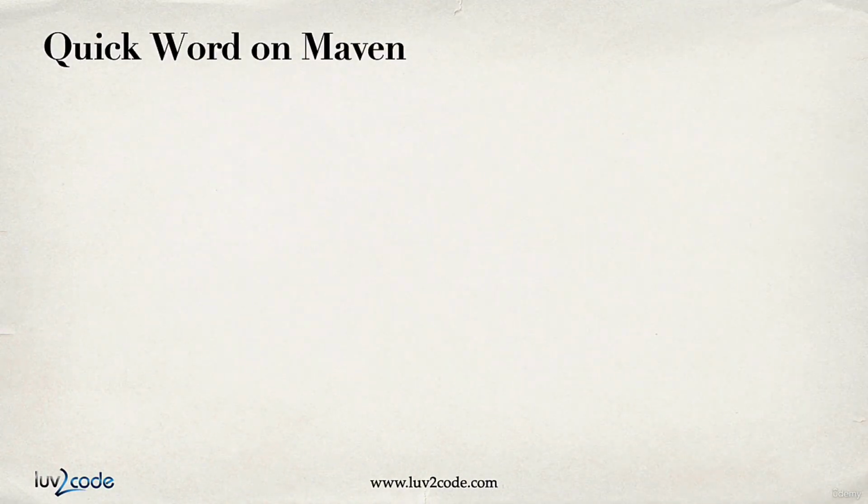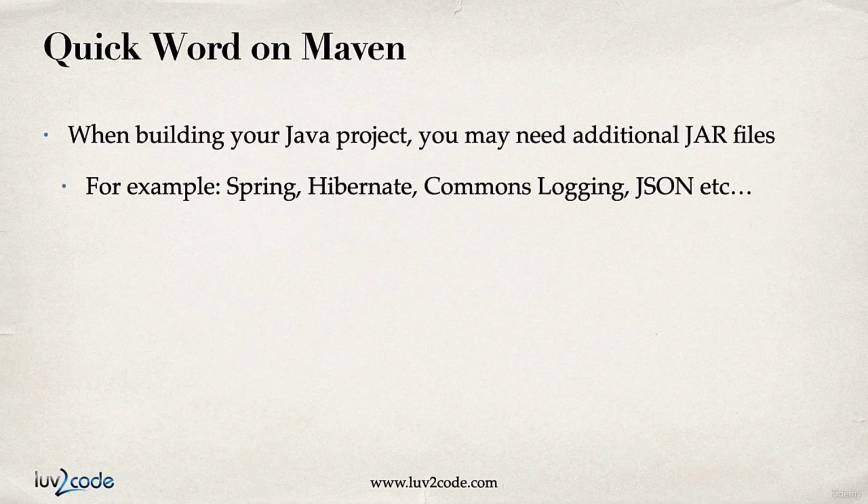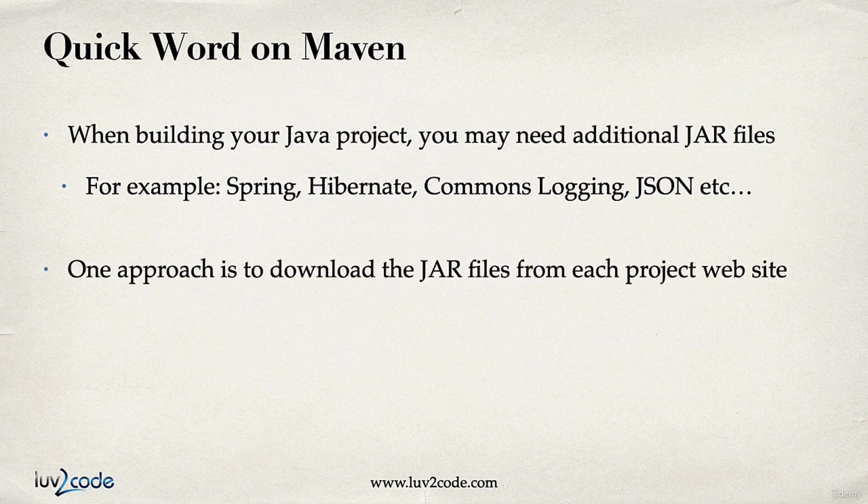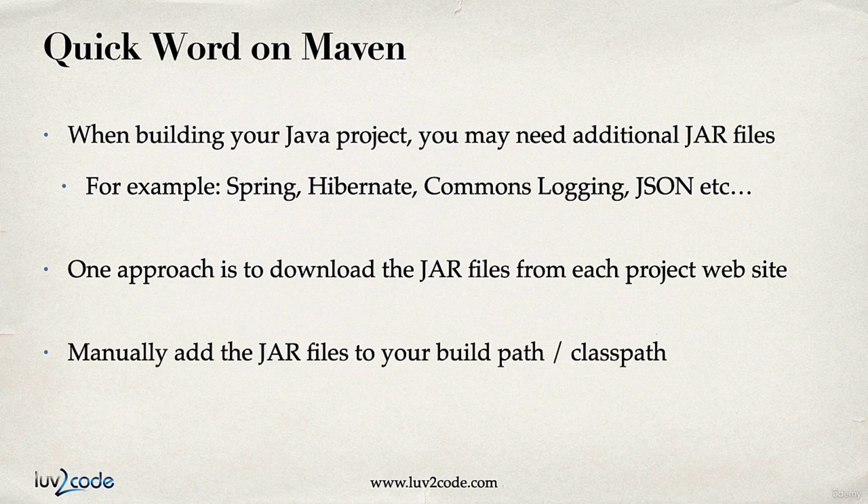Now let's have a quick word on Maven. When building your Java project, you may need additional jar files. For example, Spring, Hibernate, Commons Logging, JSON, and so forth. And one approach is to simply download the jar files from each project website and then manually add those jar files to your build class path. And that's fine, and that'll work okay.